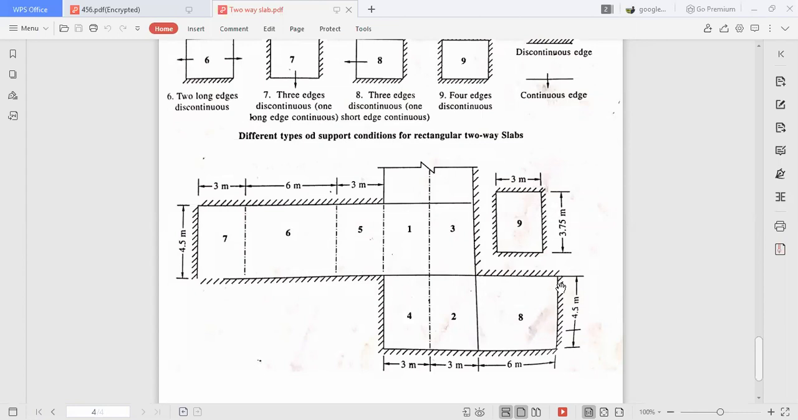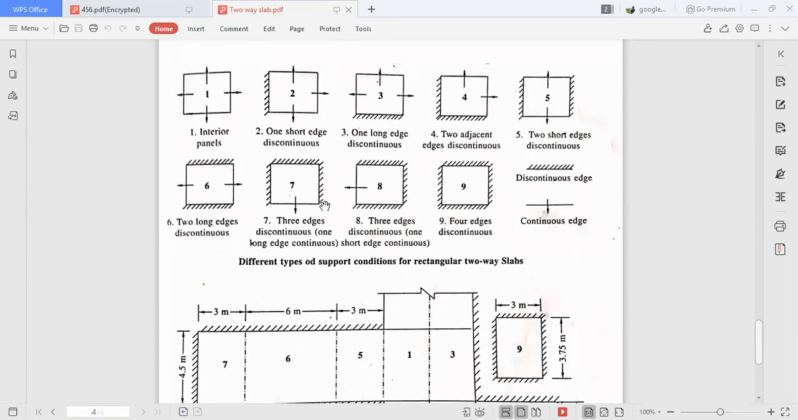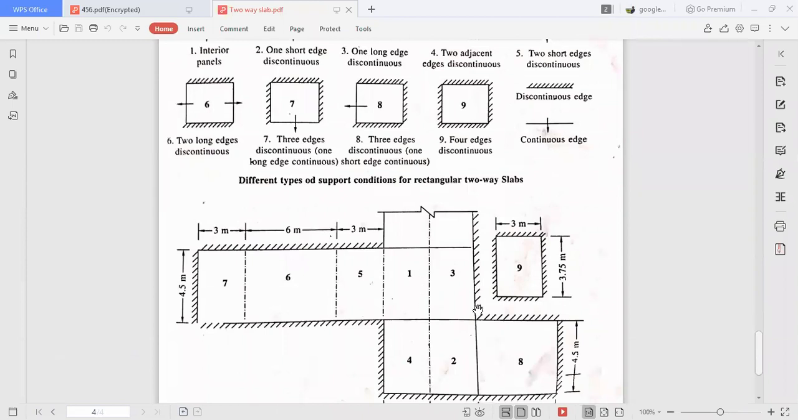Okay. Based on this, let us discuss the panel condition. So what is the first condition? First panel condition, interior panel. It is called an interior panel when all the four edges are continuous. What is the symbol of this line? Continuous. That means whenever you have a slab continuous on all the four edges, that is called an interior panel. See, one of the examples is mentioned here. First panel, on all the four edges, the slab is continuous.